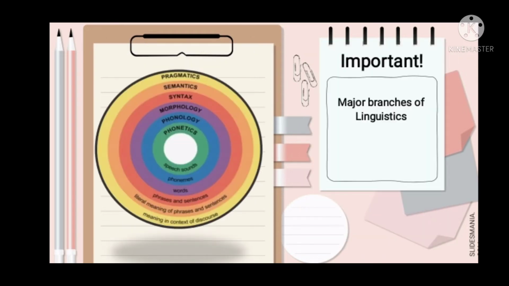I want to share to you the major branches in linguistics. First is phonetics, which discusses speech sounds. Next is phonology, which discusses phonemes. Morphology, which discusses the production of words. Syntax, which discusses phrases and sentences. Semantics, which speaks about the literal meaning of phrases and sentences. And my topic, pragmatics, the meaning in context of discourse.